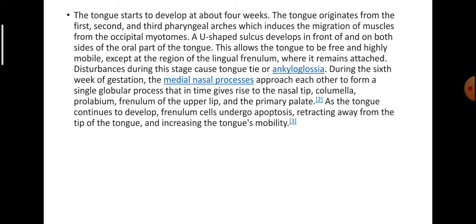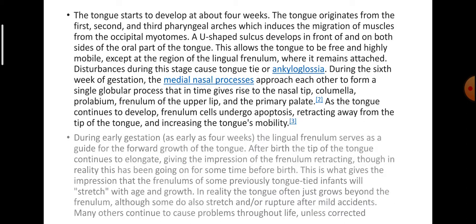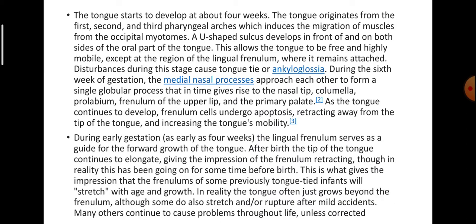As the tongue continues to develop, frenulum cells undergo apoptosis, retracting away from the tip of the tongue and increasing the tongue's mobility. During early gestation, as early as 4 weeks, the lingual frenulum serves as a guide for the forward growth of the tongue.